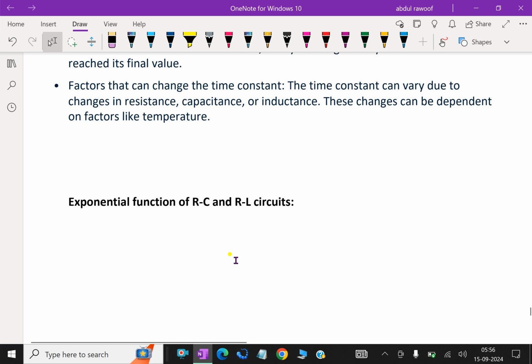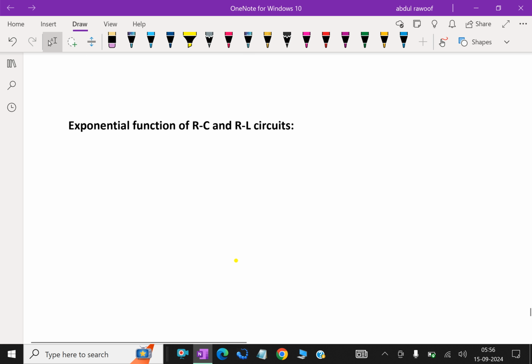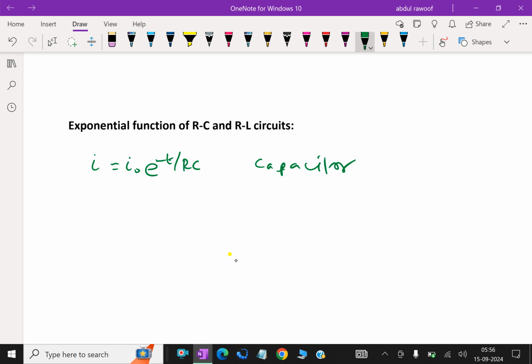Now look here. Consider the instantaneous current I in the circuit is I0 e power minus t over RC, which is called capacitor charging and discharging.